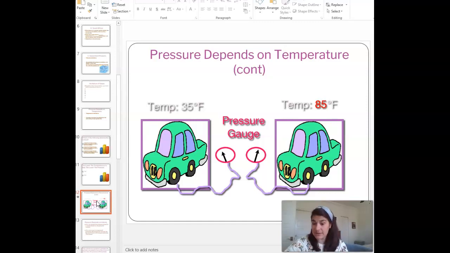The gas molecules in the tire had low energy. Because they had low energy, they were not moving around as much. Therefore, there were not as many collisions. Therefore, they were not exerting the right amount of pressure. I had low pressure in my tire. Okay, so yes, making sure we're feeling very good about these definitions.